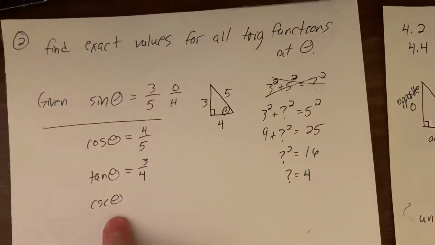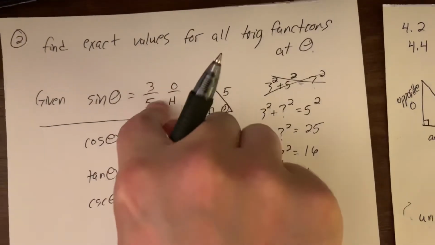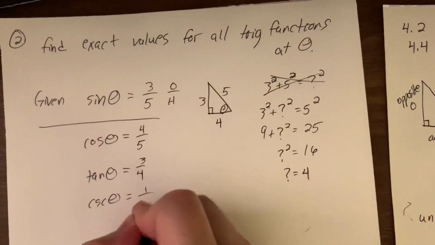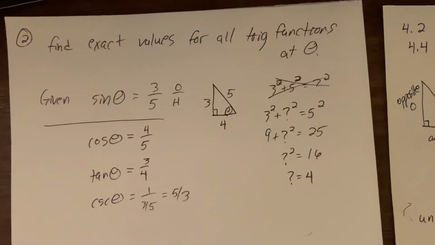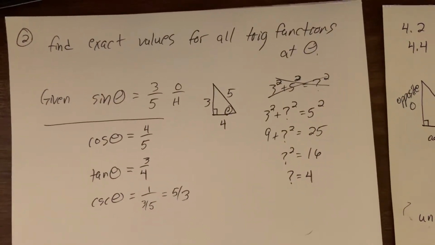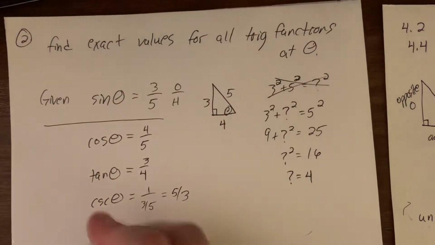Cosecant of theta is 1 over sine. So I get 1 over 3/5. And anytime you do 1 over a fraction, your fraction just flips. I get 5 over 3.